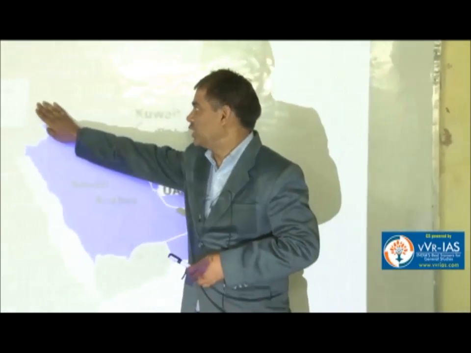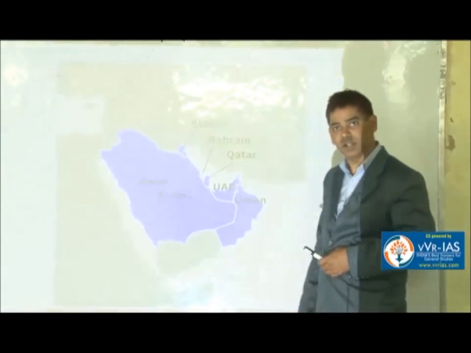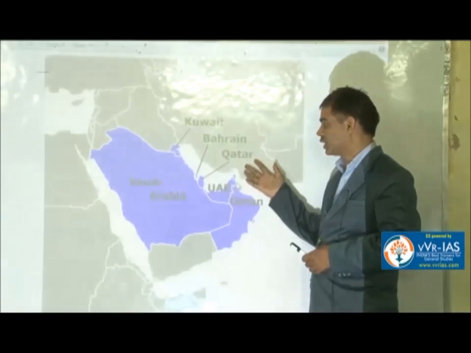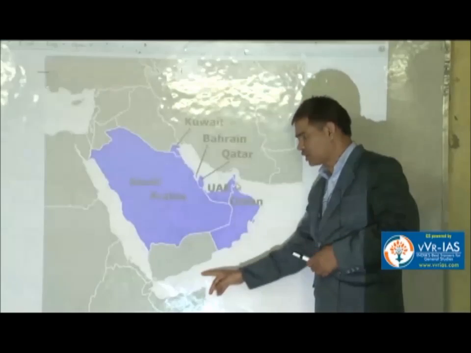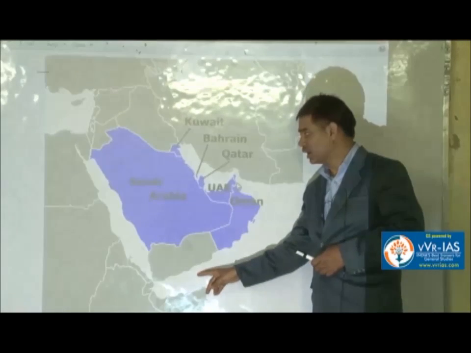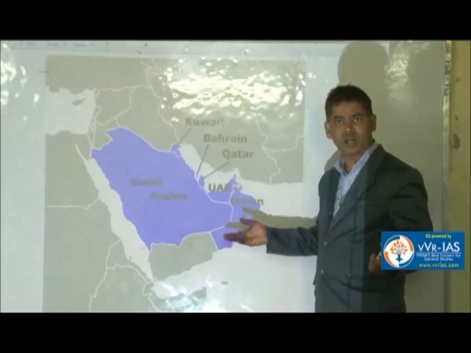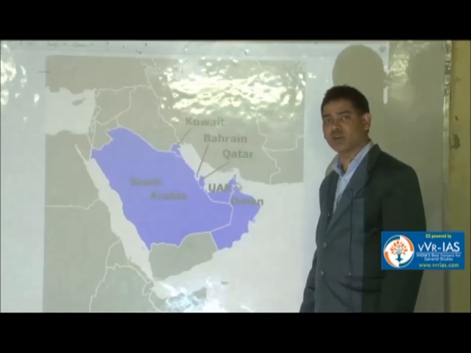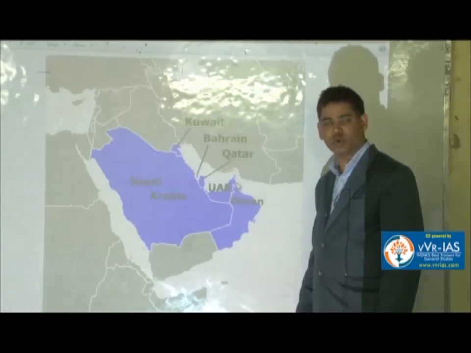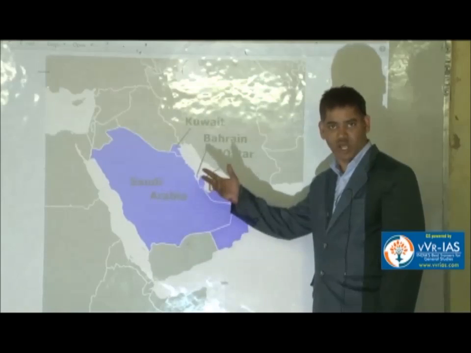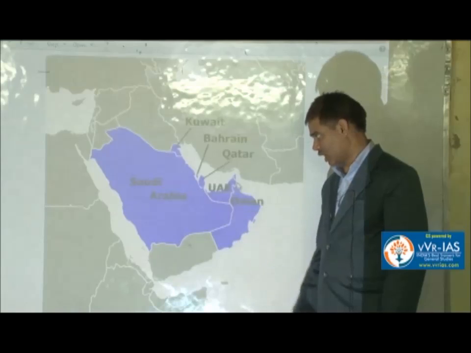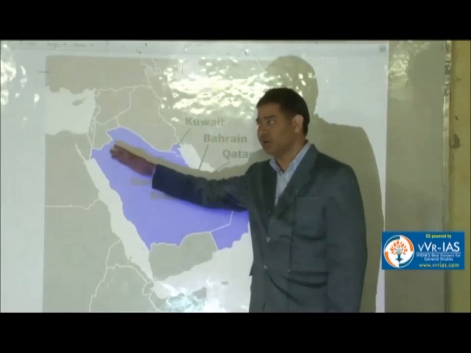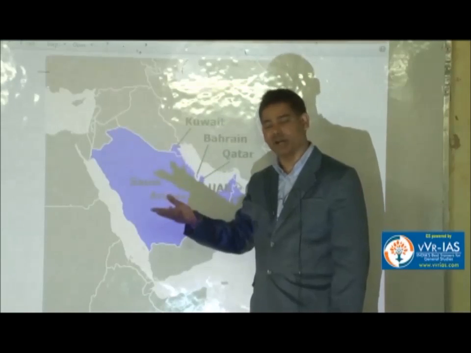Many people have confusion about where Israel is and where Palestine is. We have a very clear map over here. See, this is called the Arabian Peninsula. What is a peninsula? An area surrounded by water on three sides is called a peninsula, like the Indian Peninsula, like the Arabian Peninsula. Three sides surrounded with water.